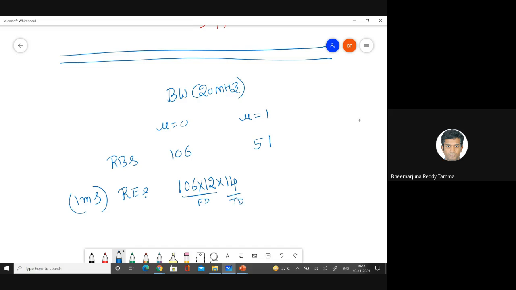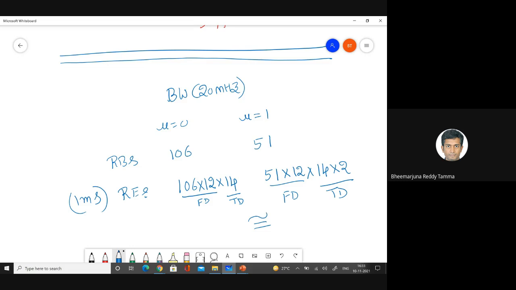And here, if you come to the right side for numerology 1, it is 51 into 12. These two are in the frequency domain. And in the time domain, we have 14 into 2. So approximately they are the same, right?